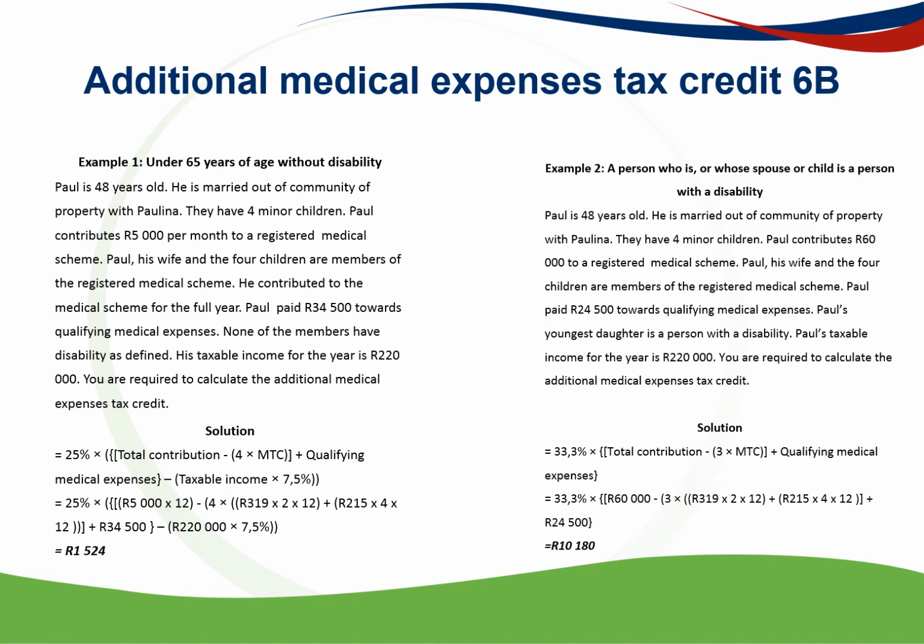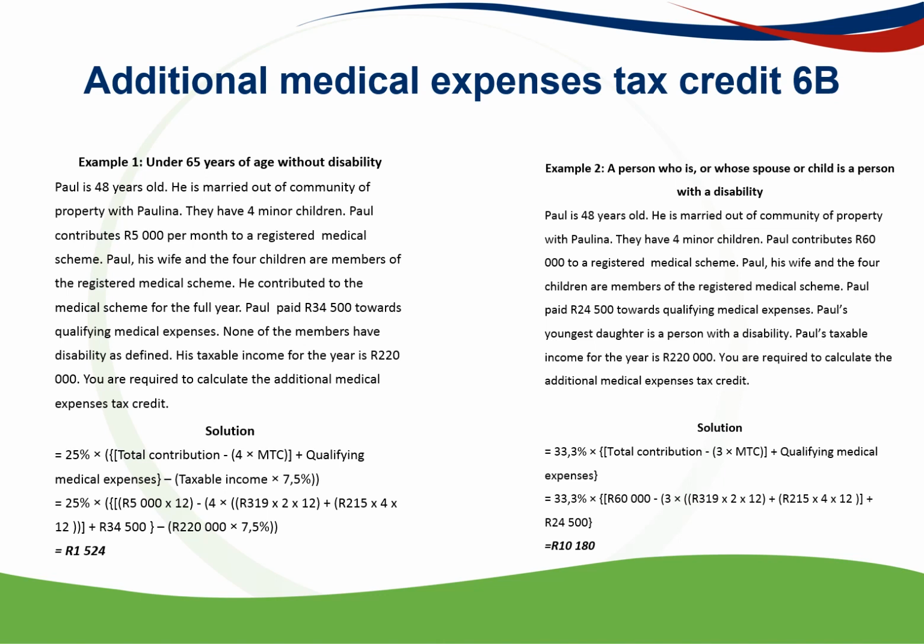And how that works is, again, you take your total contributions to the medical aid and you minus 3. Not 4 like the previous example, it's 3 prescribed by legislation, times your MTC, which was your 6A. You add your qualifying expenses to that, you get a total amount, and 33.3% of this amount is your AMTC, which is your additional medical tax credit, which is your 6B. So again, self-explanatory, a very nice example on the slide, but it's important to understand the MTC, which is your medical tax credit 6A, and then your additional medical tax credit, which is your 6B.